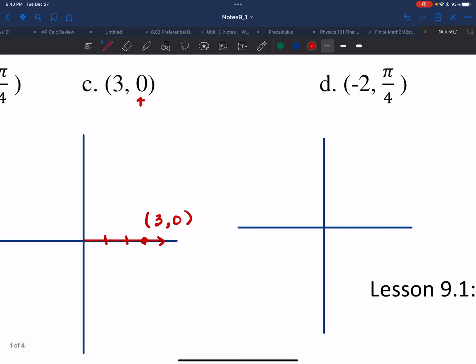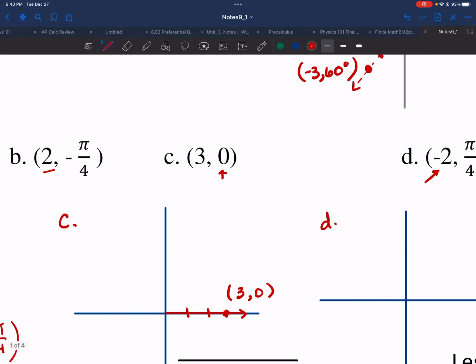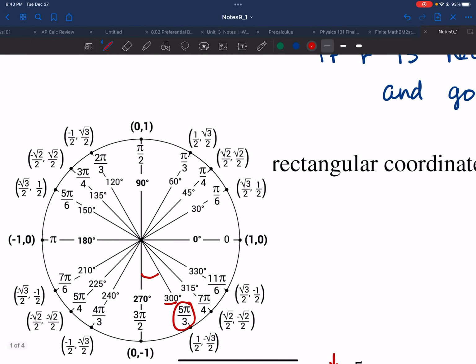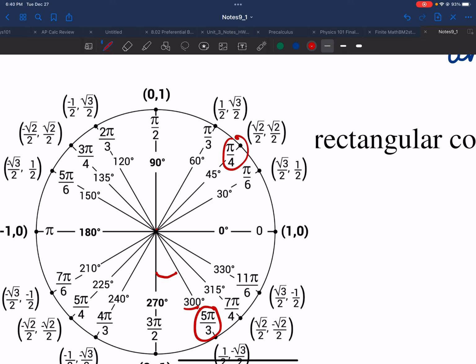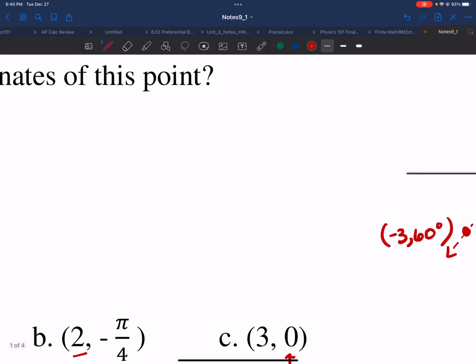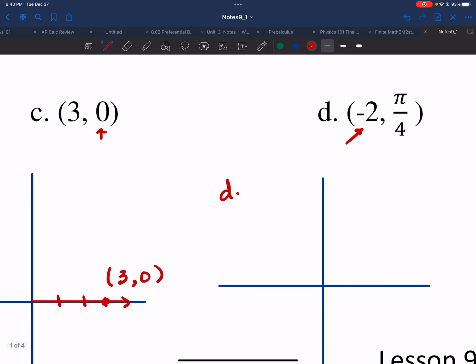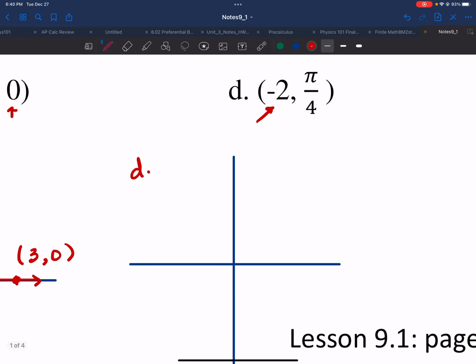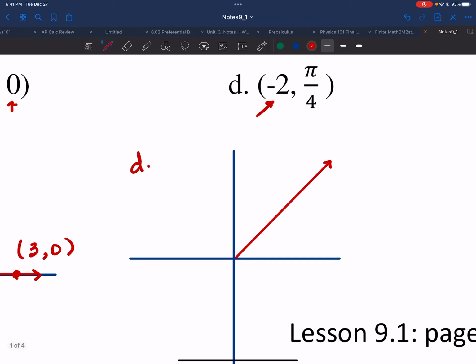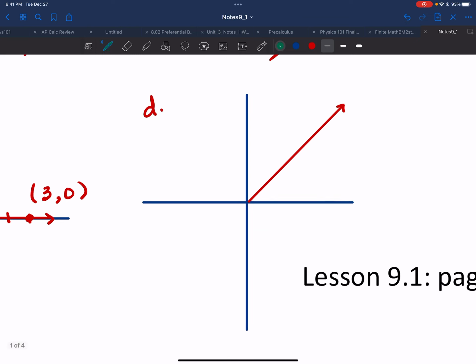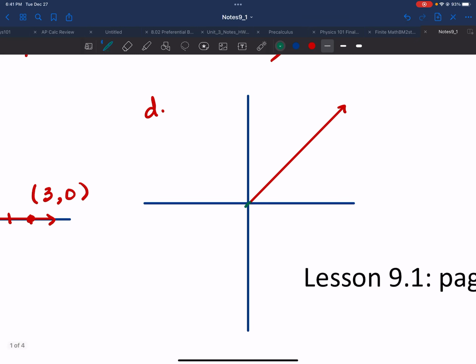Okay, let's look at D. D is negative 2 and pi over 4. Again, we know where pi over 4 is. That's right here. So it splits right there. So I'm going to draw my ray here. However, this is a negative. So that negative means that I have to go the opposite direction. So I'm going to take this ray this way in another color just so that you can see the difference.